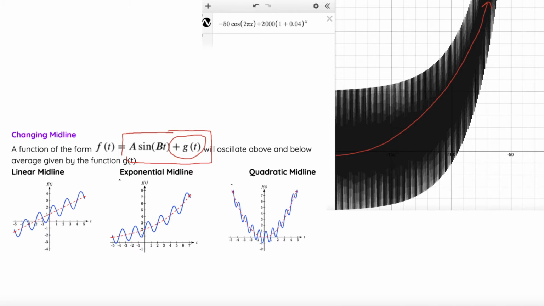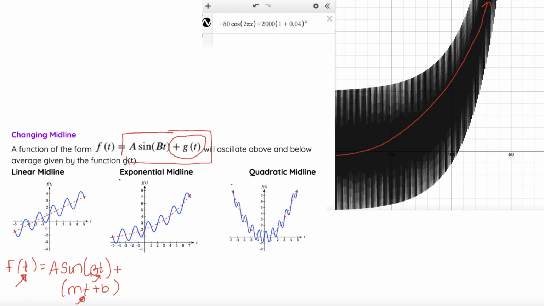So we would write this particular function as f of t is equal to a, the amplitude, times sine of b of t, plus mt plus b. And notice I'm not putting x, I'm putting t, because we are working with a function with respect to time in this particular instance. So our variable here is t, but what I'm adding to the end is a linear function, mx plus b.